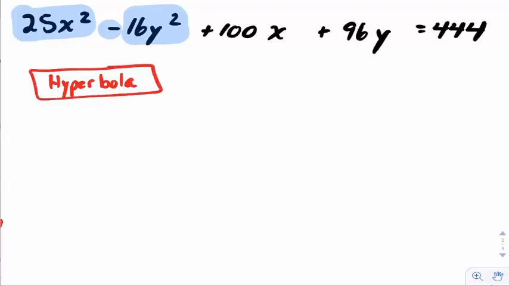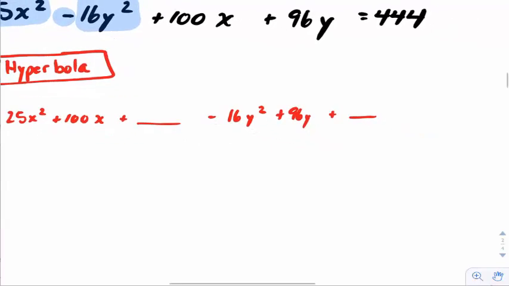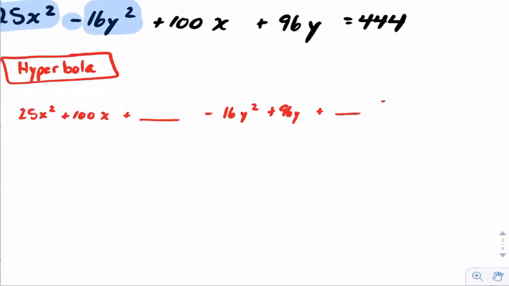And again, just like before, we're going to complete the square. In order to do that, we need to rearrange our x and y terms. So I'm going to have 25x squared plus 100x plus blank, and then minus 16y squared plus 96y plus blank, even though I'm not really ready to complete the square on that, but I'll talk about that in a second, equals 444.